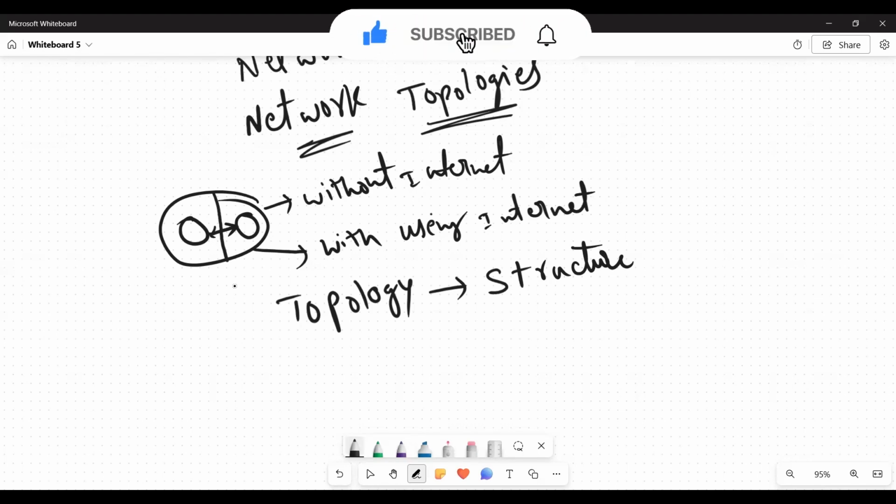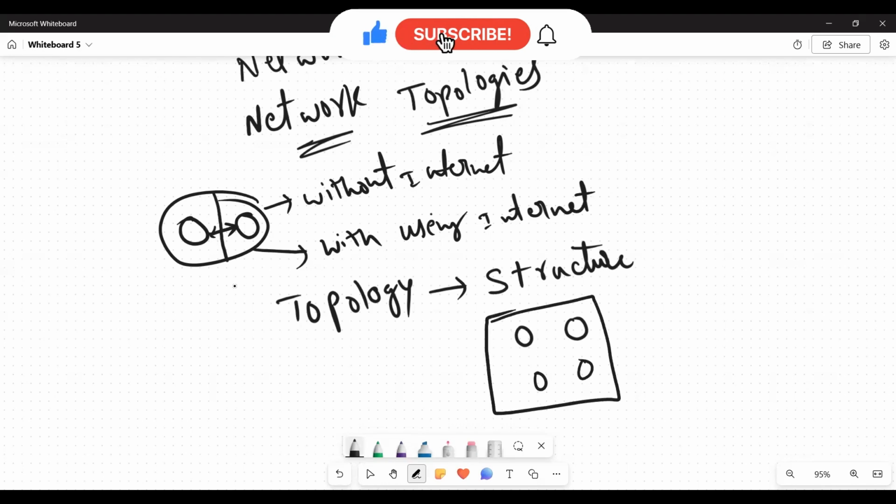That means, for example, you have four devices in your home or in your organization. Within your organization, there are different types of topologies that will exist inside your organization itself. So let us discuss what the different types of topologies are.